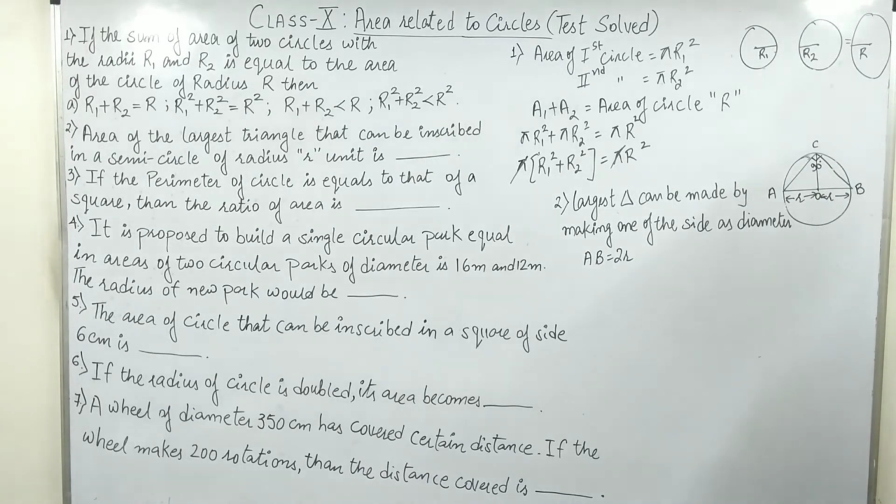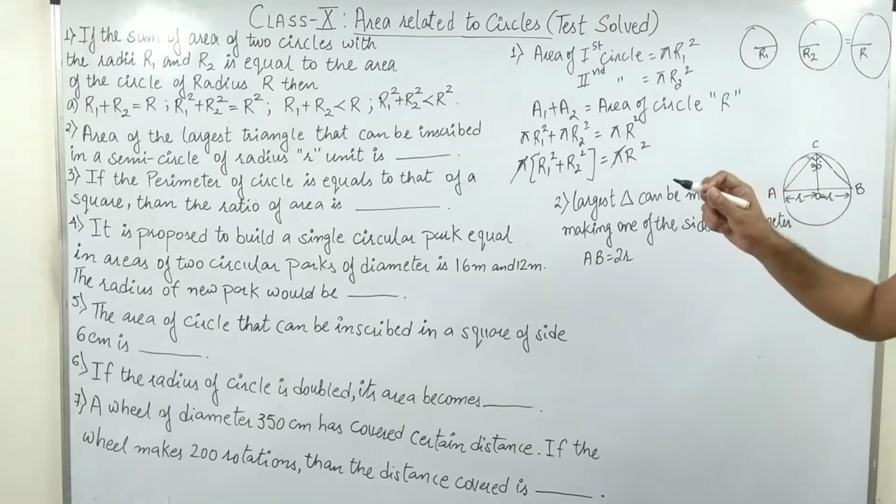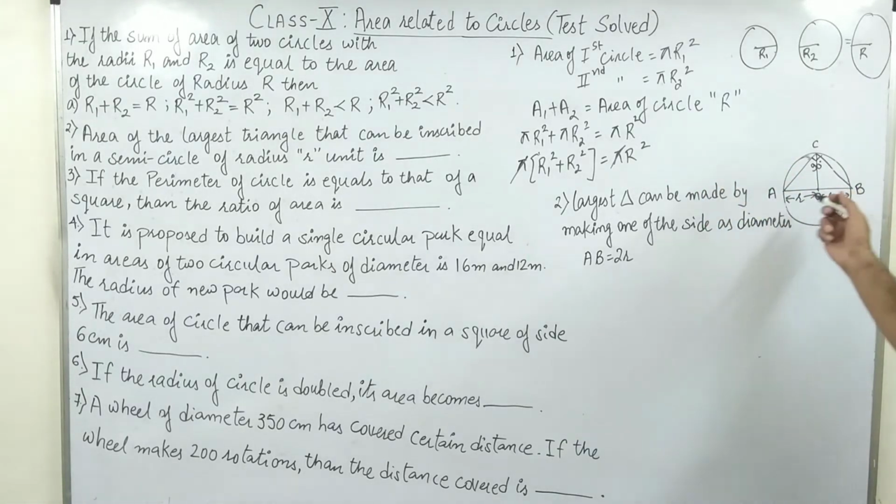This particular part once again. Now please understand they have said area of the largest triangle. Area of the largest triangle is what? That is half into base into height. So that is half into base. Base is right over there. But what is the height now? Now I don't know what is the height.